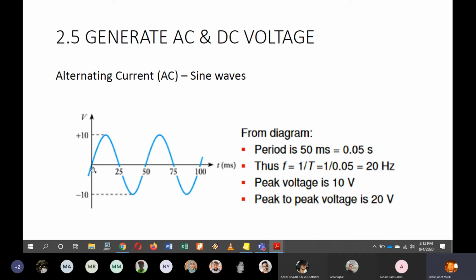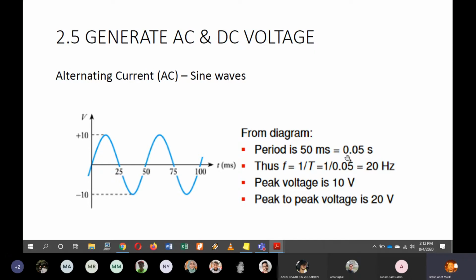So from here, if you start your counting from 0, one full cycle will be at 50. If you start from 25, then it will stop at 75. But basically it is 50 millisecond, because the unit of time is millisecond. So for one full cycle, the period is 50 millisecond, which is equivalent to 0.05 second.